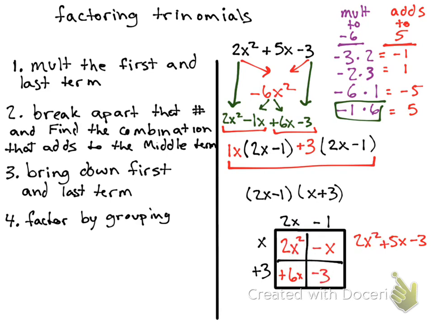All right, so let's try another example. x squared plus 8x plus 12. So we're going to multiply the first and last one together. So the first one is x squared. You're going to multiply it with 12. And that's going to be a 12x squared.